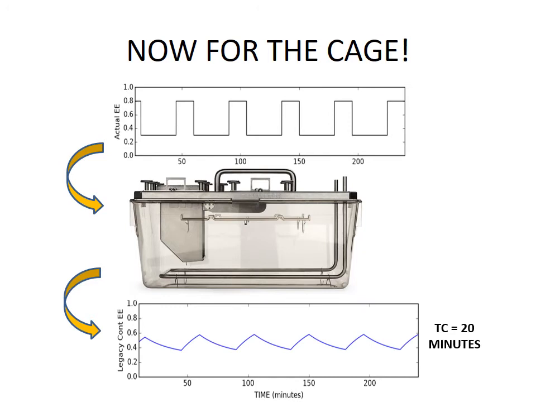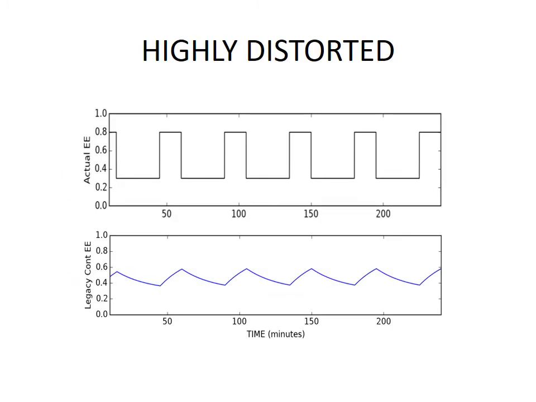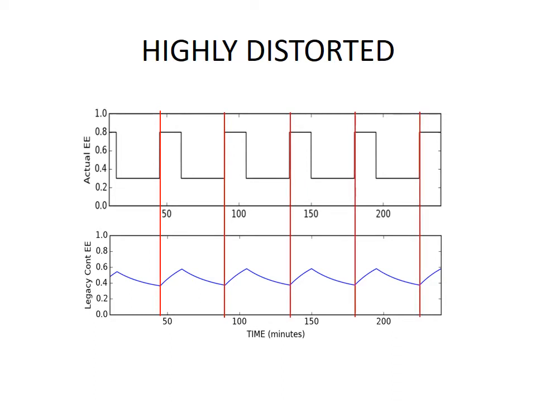With a time constant of 20 minutes, this is what the outgoing gas concentrations look like, from which you would calculate energy expenditure. As a result, your energy expenditure does not resemble the actual energy expenditure of the mouse any longer. It's highly distorted. As you can see, every time it becomes active, it slowly begins to climb, and every time it stops being active, it slowly begins to decline.